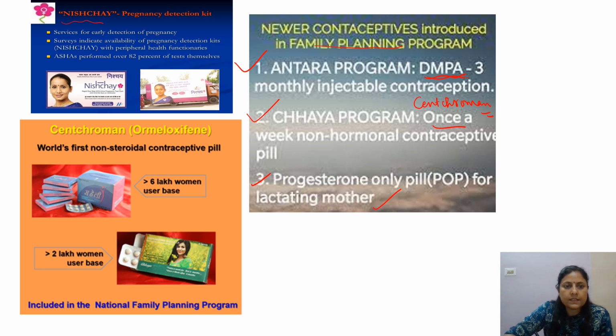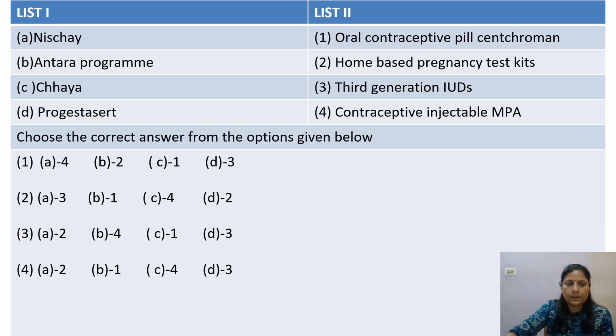Next, Nishchay is a pregnancy detection kit. So it is a service for early detection of pregnancy. Okay, so on the basis of this knowledge, we just do this exercise. One question, you have to match the correct answer from the options of list 1 to list 2. First is Nishchay. What is Nishchay? It is a home based pregnancy kit.